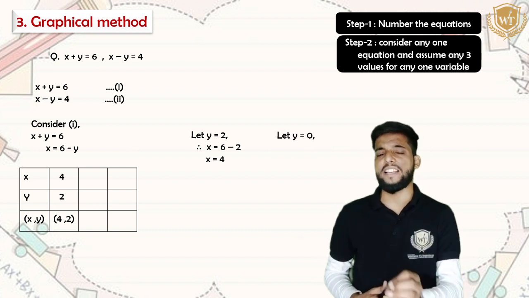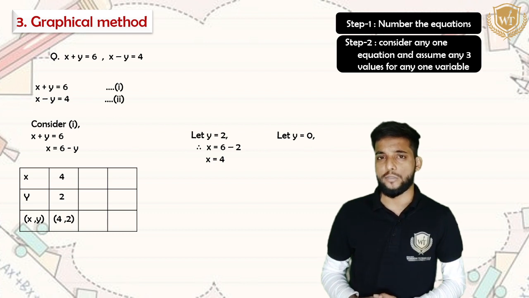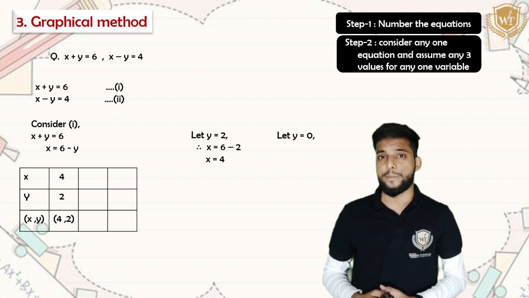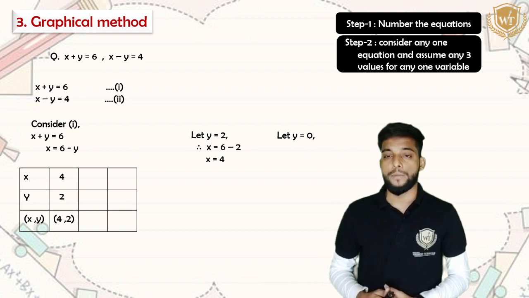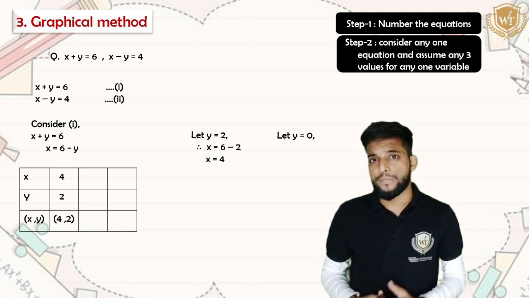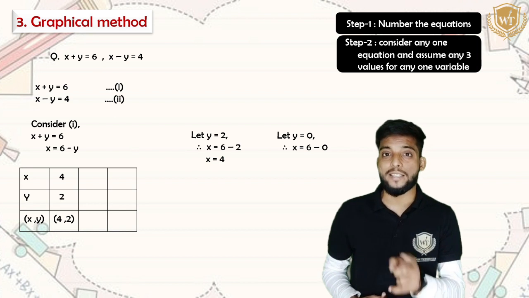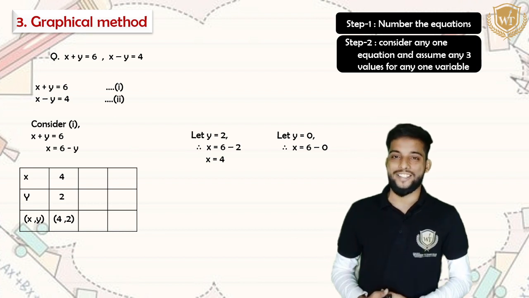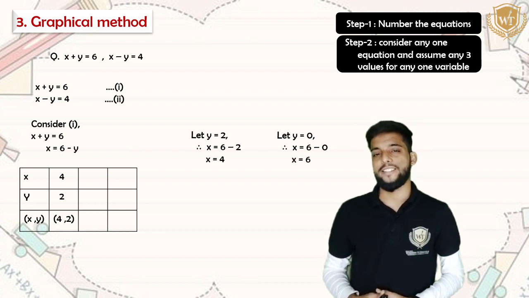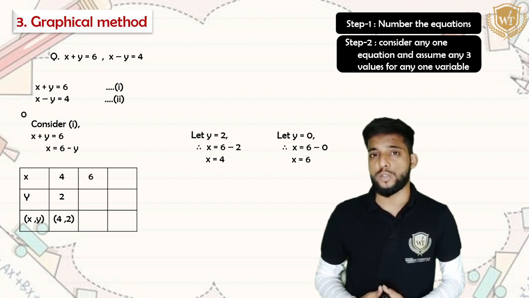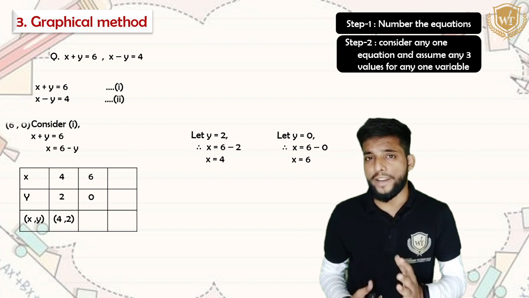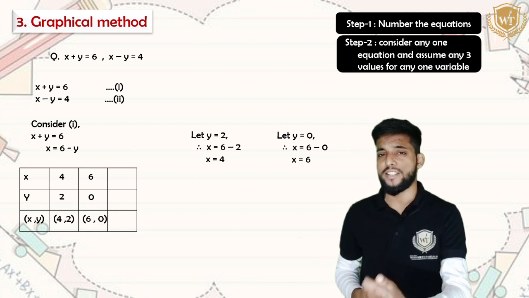Let us say y is equal to 0 in the second case. We are assuming the value, students. Remember, aisa koi bhi pattern nahi hai. We are just assuming the values. So y equals 0. So x will become 6 minus 0 in this case. So x ka value will be 6. Let us fill these values in the table. X ka value 6, y ka value 0. So the point will be 6, 0.